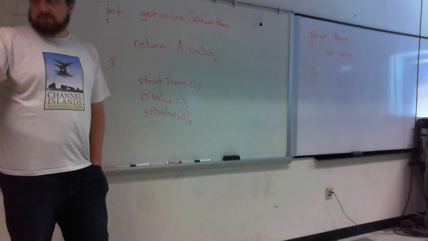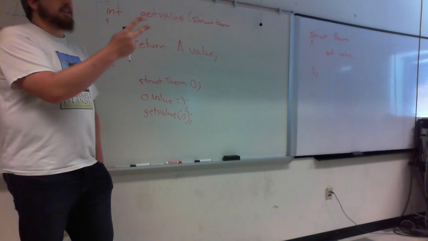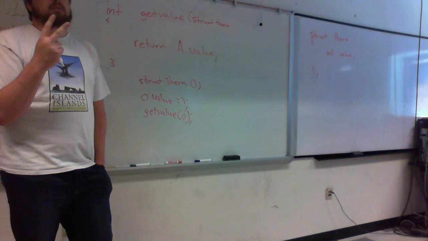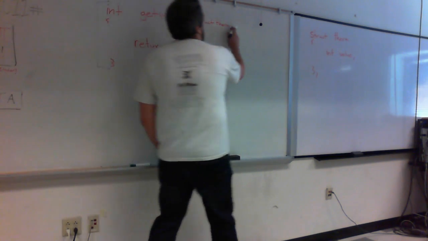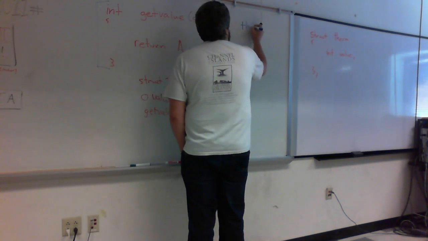Self or this? Either one of those is accepted. Which one do you want to use? This. So I'm going to call this struct therm this now instead.